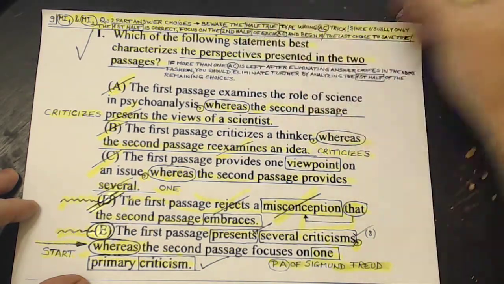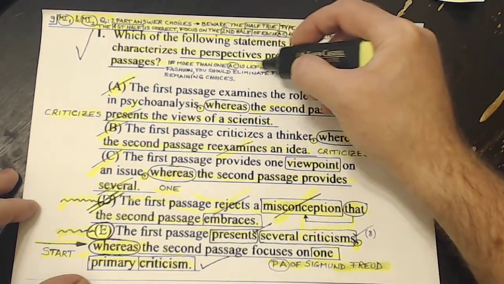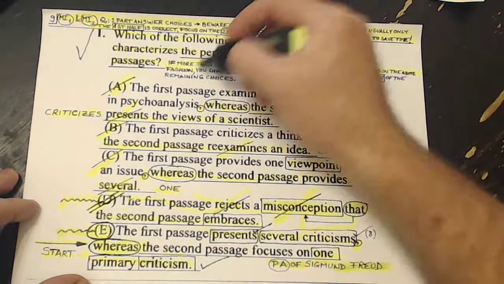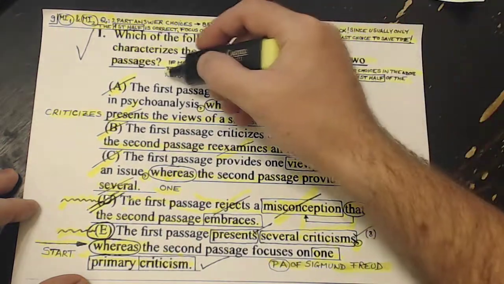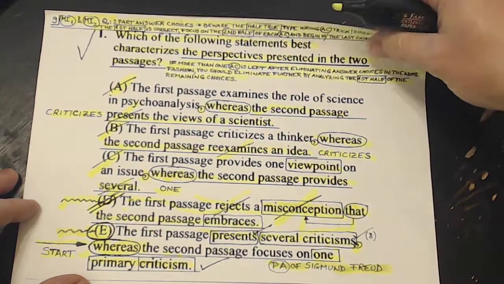So the final observation here is the following. It says, if more than one answer choice is left after eliminating answer choices in the above fashion, you should eliminate further by analyzing the first half of the remaining choices, just as we did here, okay? So that's all for this one.